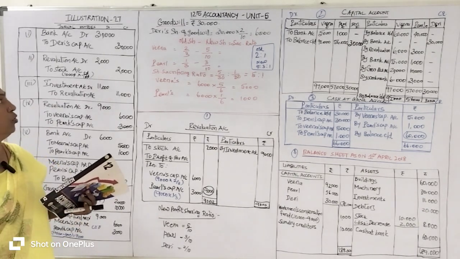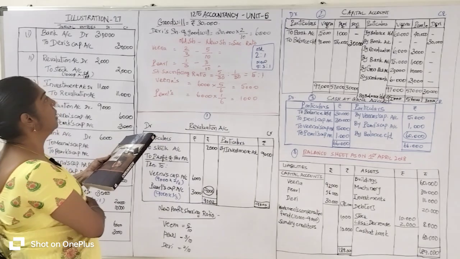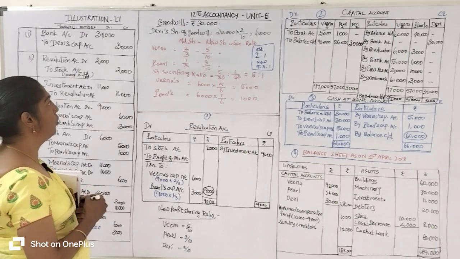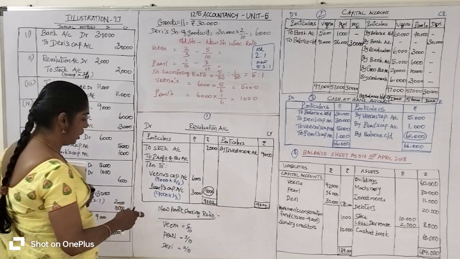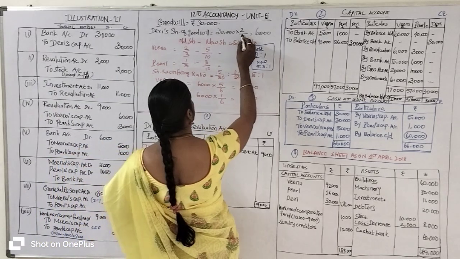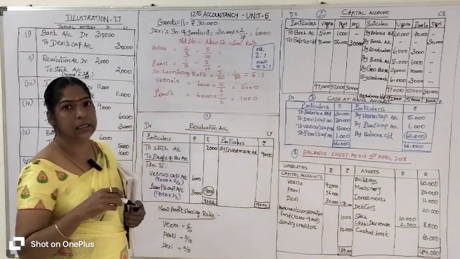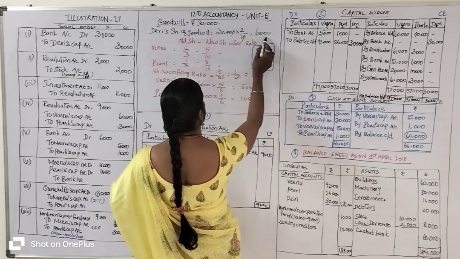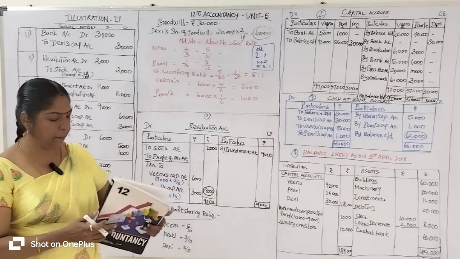Listen here. What is the goodwill amount? The total firm's goodwill value is 30,000 rupees. From that 30,000 rupees, we need to calculate his share of goodwill. What is Derry's profit sharing ratio? The new profit sharing ratio is 2 by 10. So now we need to calculate his 2 by 10 share of goodwill. 3 2s are 6, and 3 zeros are to be added here, 6,000 rupees. His share of goodwill is 6,000 rupees.